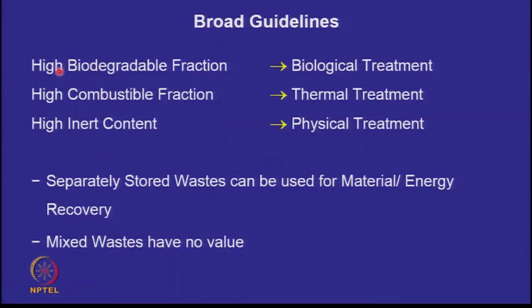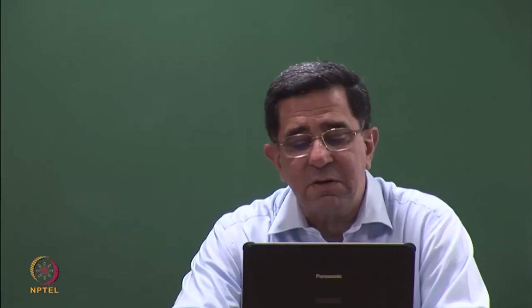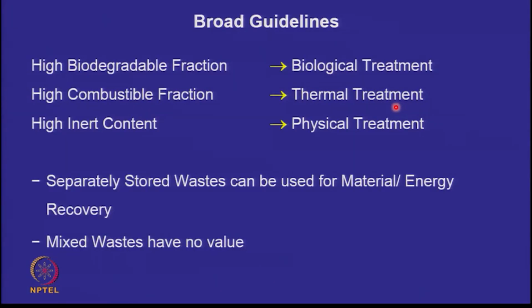Again, to recall, for a high biodegradable fraction, as in the case of municipal solid waste, we need to do biological treatment and decomposition, and get compost out of it. For a high combustible fraction, if your waste has cloth, plastics, wood, or other combustible materials, do thermal treatment and take out energy by burning it.